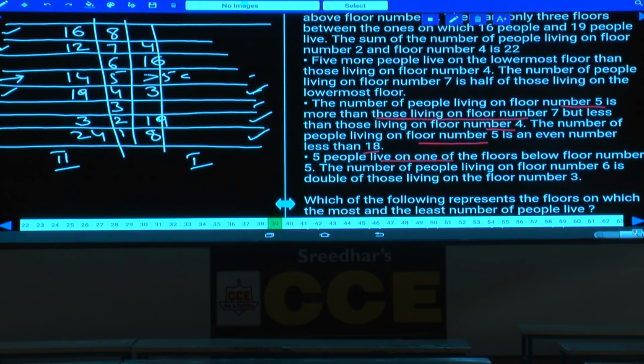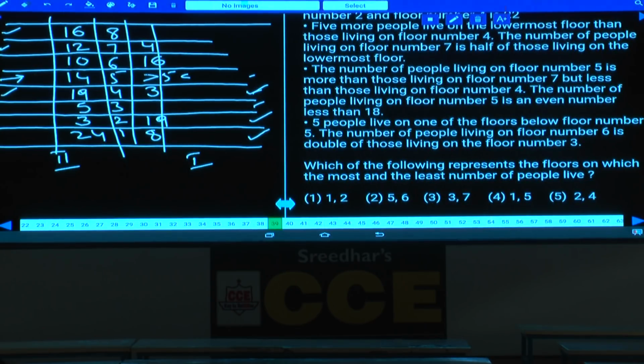5 people live on one of the floors below floor number 5, and these 5 people must be living on the third floor. And the number of people living on floor number 6 is double the number of persons living on floor number 3. On floor number 3 there are 5 persons, double is 10 persons. Now this is the order in which the number of people are staying on these different floors. Clear now?